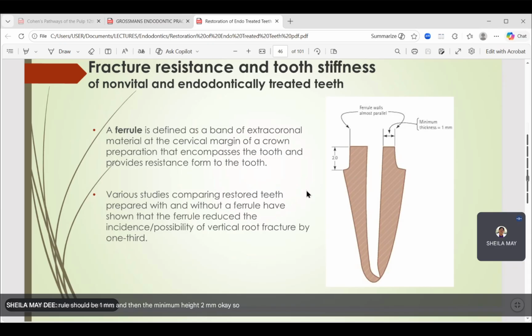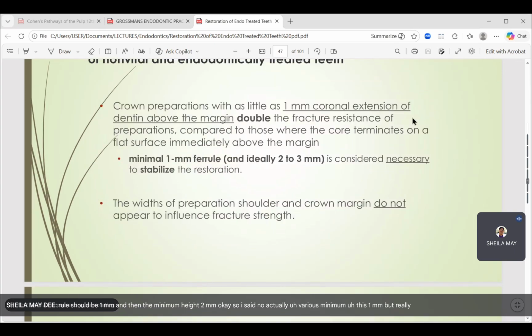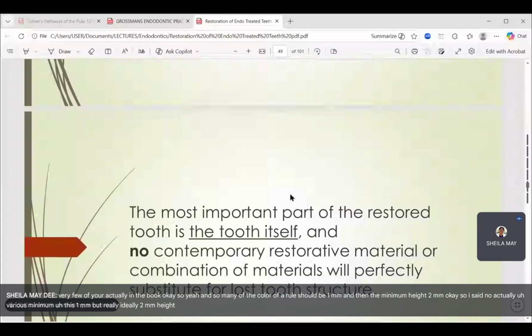Okay. So, the minimum thickness of your ferrule should be 1 millimeter. And then the minimum height, 2 millimeters. Okay? Do you agree with that? As I said, actually, the barest minimum is 1 mm, but really ideally 2 mm height. Okay?